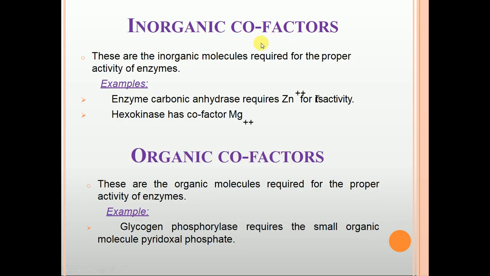Inorganic cofactors are inorganic molecules required for the proper activity of enzymes. For example, the enzyme carbonic anhydrase requires zinc for certain activities, and hexokinase has the cofactor magnesium ions. Organic cofactors are organic molecules required for the proper activity of enzymes. The classical example is glycogen phosphorylase, which requires the small organic molecule pyridoxal phosphate.